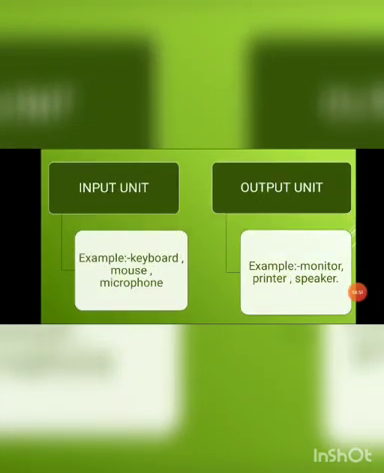Next point, what are the examples of input units? Some examples are keyboard, mouse, microphone, etc. And what are the examples of output units? Monitor, printer, and speaker. So these are the differences between input and output units.